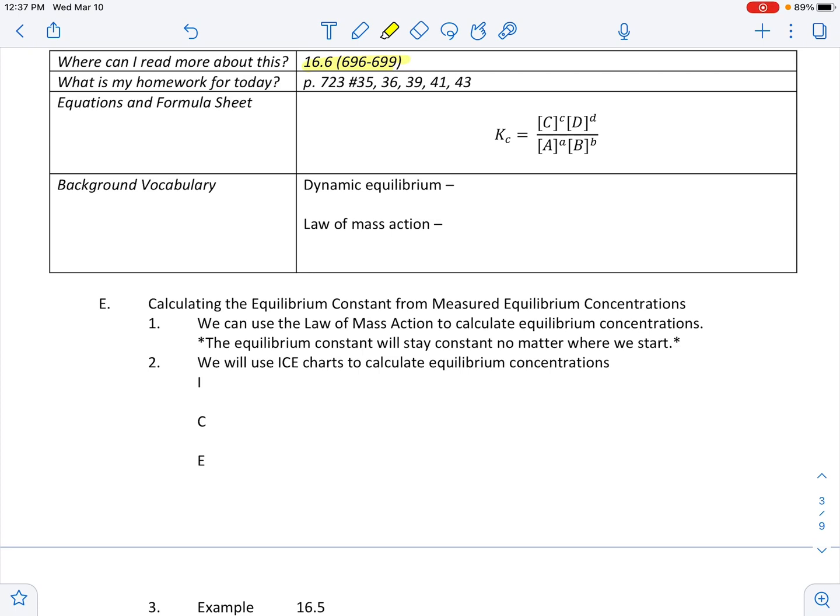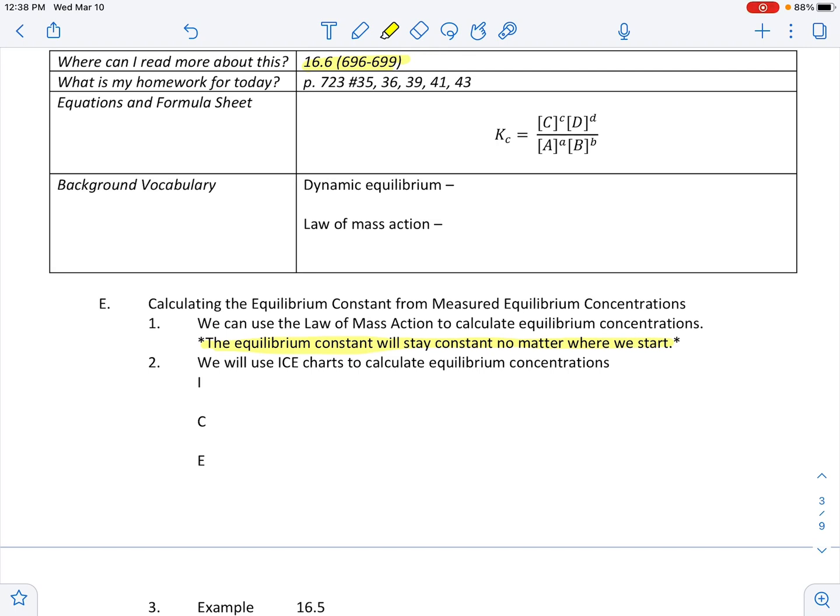I've followed the book pretty closely here. We're still going to be using the law of mass action, so we can use it to calculate our equilibrium concentrations. Now, here's something we need to remember: our equilibrium constant will always stay the same. It's a constant, so it doesn't matter where we start. We'll do a little work with that later, talking about where we start and how it'll end, but it'll always reach equilibrium at the same ratio of products to reactants no matter where we start.